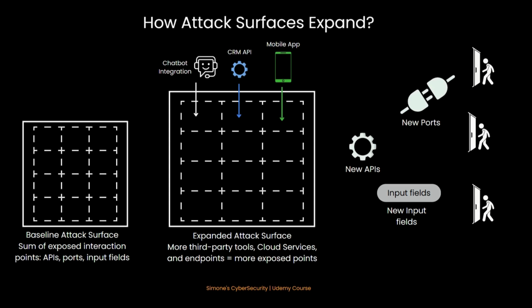Each new integration, whether it's a CRM API or a chatbot or a mobile front-end app, introduces new endpoints, new ports, and new input fields. And every one of those is a potential entry point, a door for attackers. So while integration brings convenience and functionality, it also comes at a security cost, a larger, more complex attack surface that's harder to defend. And this brings us to an even bigger concern. What happens when these expanded attack surfaces are publicly exposed? So in the next slide, we will discuss why public exposures multiply the risks for organizations.